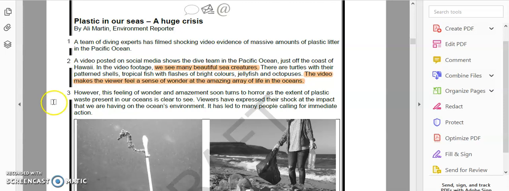There are turtles with patterned shells, tropical fish with flashes of bright colour, jellyfish and octopuses. Again, another fact. That's what we see in the video. Now, in terms of opinion, we see many beautiful sea creatures. Beautiful is an opinionated word. What one person finds beautiful, another person might not. And again, the video makes the viewer feel a sense of wonder at the amazing array of life in our oceans. That, again, is an opinion. It might not make the viewer feel that at all. So there we go. That's how we start to answer that type of question.